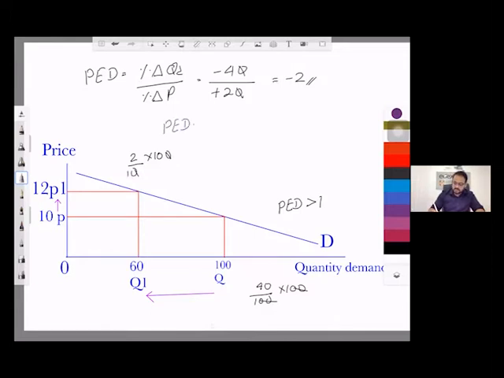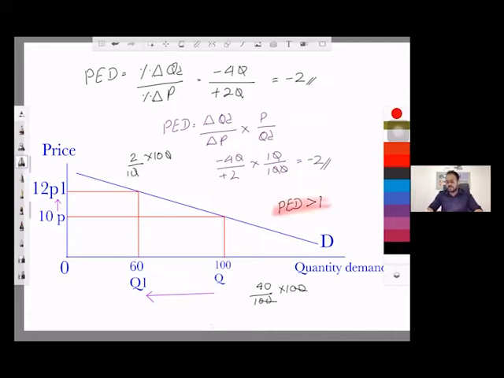PED equals change in quantity demanded divided by change in price, times price over quantity demanded. Your quantity demand is changing by minus 40, price is changing by plus 2, old price is 10, old quantity demand is 100. Is that clear? So cancel. Minus 2 divided by plus 2, the answer will be minus 2. Again, you got the same answer. So remember the most important point here: when the PED value is greater than 1, it is elastic. That's quite easy, guys. So this is how you calculate and draw the elastic diagram. I hope you have got that part.